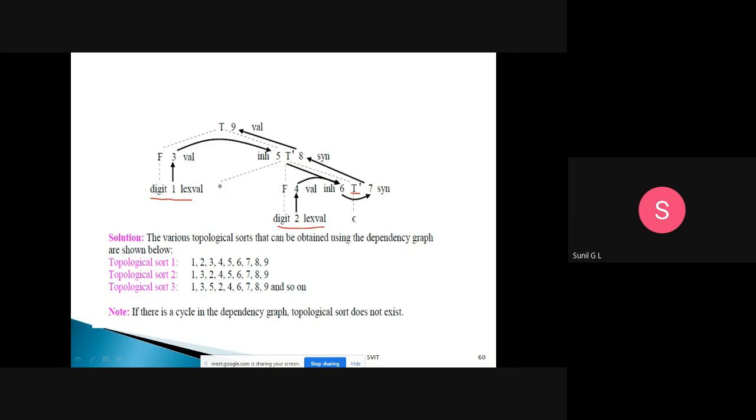Then this t dash value will be copied to the synthesized attribute of t dash, that is the 7th. Then it is copied to the synthesized attribute of t dash, this is the 8th. Then after the t dash, it is copied to the 9th. So this is one topological sort, the first topological sort we have discussed. Like that, we may have another topological sort as well, but the final evaluation is the same. Here what I have done is taken first 1 and 2.